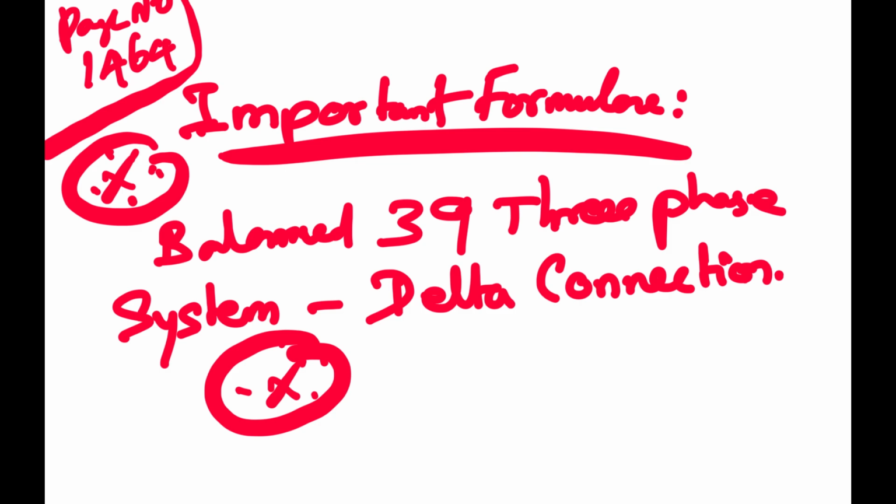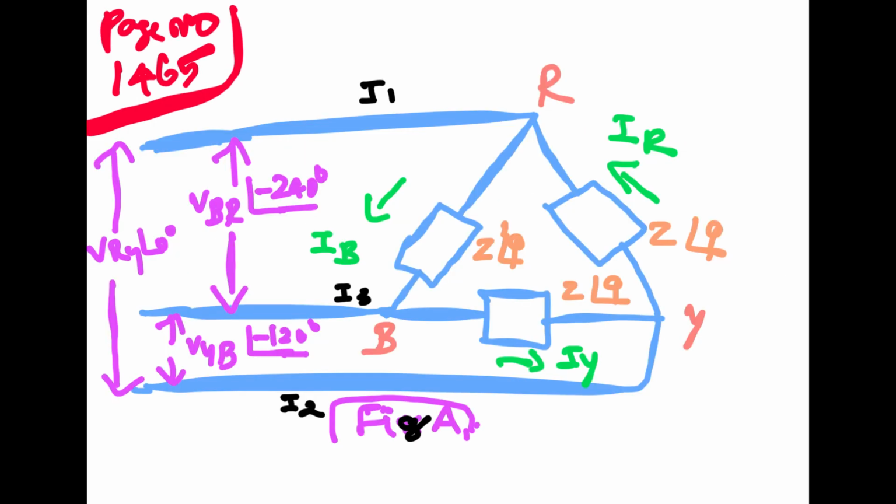In this video, we see a balanced three-phase system with delta load. The figure shows the three-phase, three-wire balanced system supplying power to a balanced three-phase delta load. The phase sequence is RYB. We are required to find out the currents in all branches and lines.